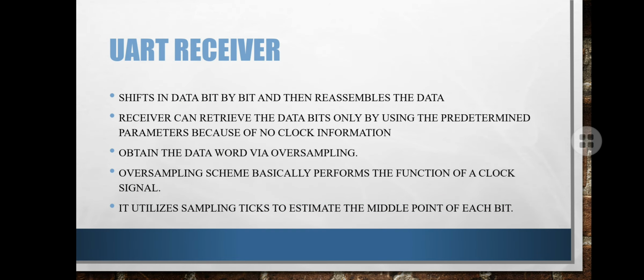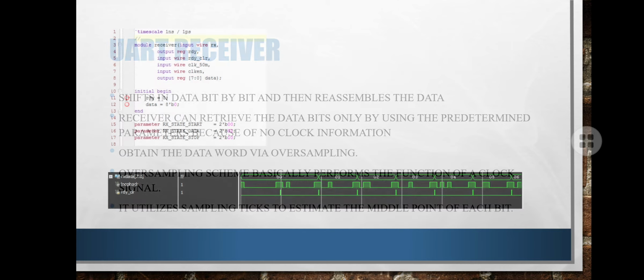The data goes towards your receiver. The receiver shifts in data bit by bit and then reassembles the data. The receiver can retrieve the data bits only by using predetermined parameters because there is no clock information. In UART we have no clock information. That's why the receiver can retrieve only the data bits that are predetermined. So to obtain the data we use oversampling. What is oversampling? Oversampling basically performs the function of a clock signal. It does so by utilizing the sampling to estimate the middle point of each frame.